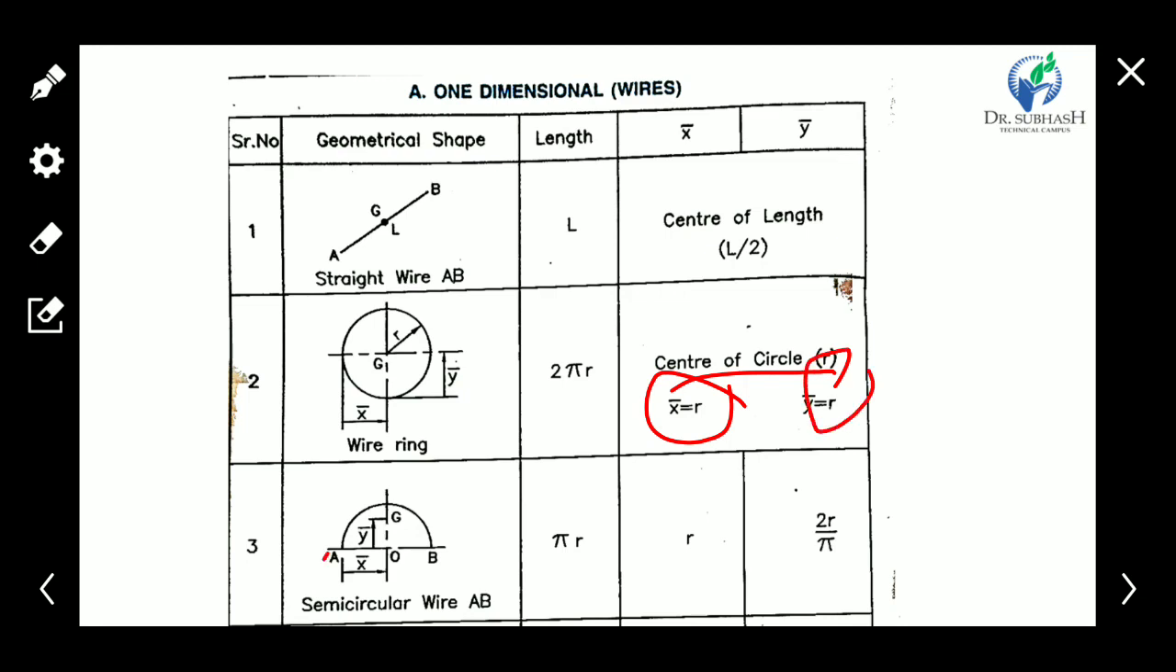Here is the semicircular wire. The length of the semicircular wire is 2 pi r by 2, so it is pi r. The horizontal distance from the center is r, and the vertical distance is 2r upon pi. Okay, clear? From the CG, the distance of the wire is r and 2r upon pi.